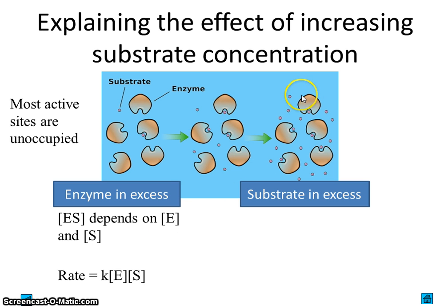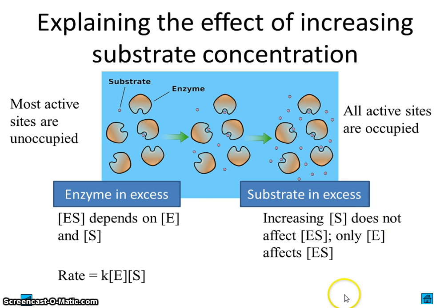So now let's consider this situation here. So now, if you notice, all of the active sites are occupied. So here are the enzyme substrate complexes, and now any further collisions between substrate molecules and enzymes is not going to increase the concentration of the enzyme substrate complex. It can't do, because there's no more enzymes to form those complexes. So as a result, the only thing that can affect the enzyme substrate complex concentration is the concentration of the enzyme. And so as a result, the rate ends up depending purely on enzyme concentration.